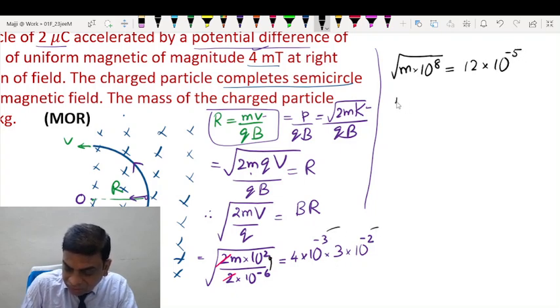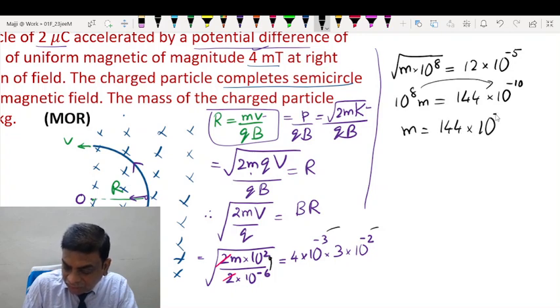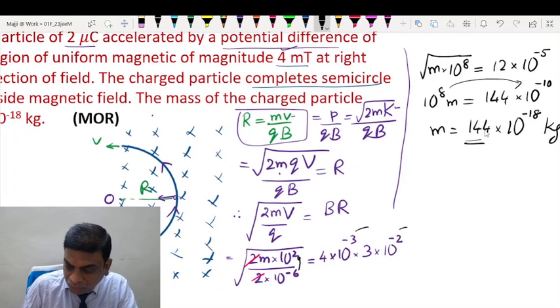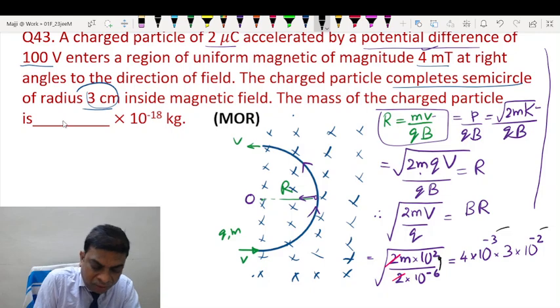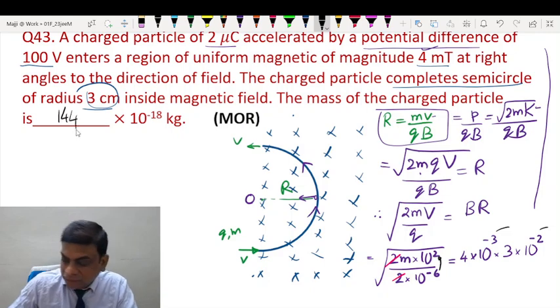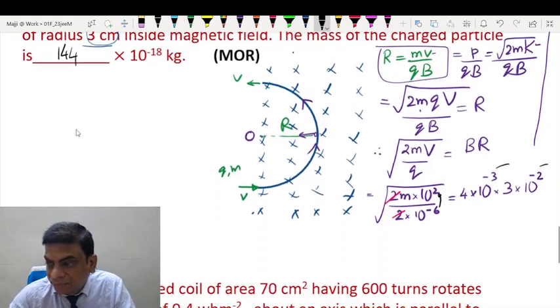Now squaring both sides, we have 10 power 8 m is equal to 144 into 10 to the power minus 10. 10 power 8 goes that side to become 10 power minus 8. So 10 power minus 10 and minus 8 is 10 power minus 18 kilogram. Of course, we can expect the answer in SI unit. So the correct answer is 144 into 10 to the power minus 18 kilograms.